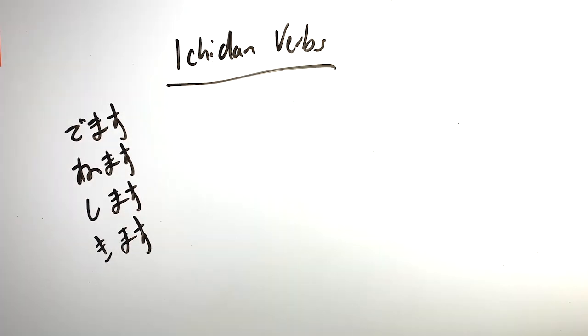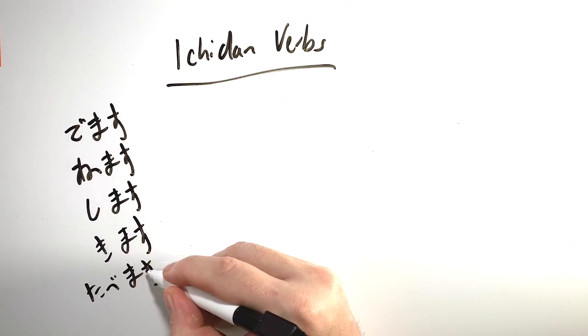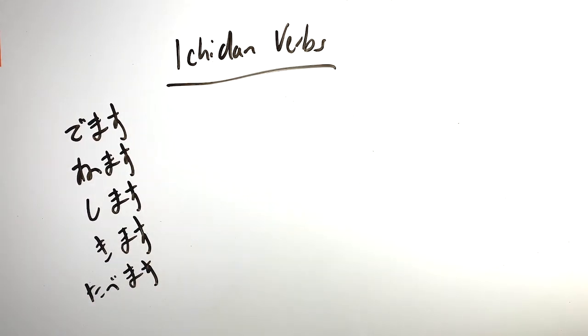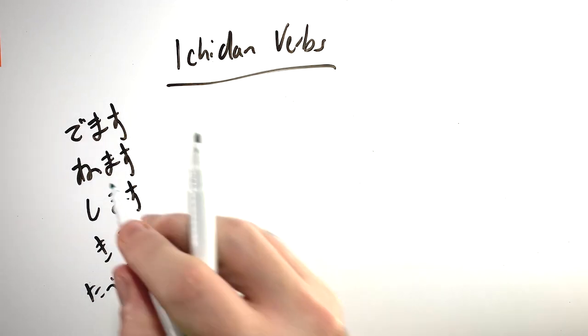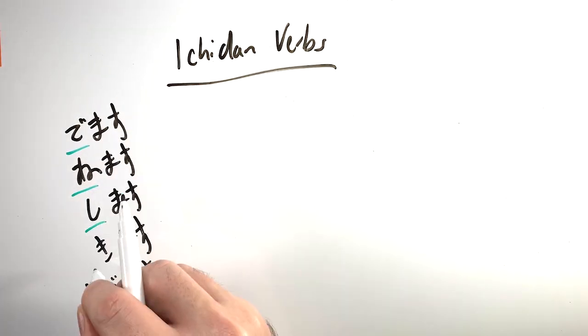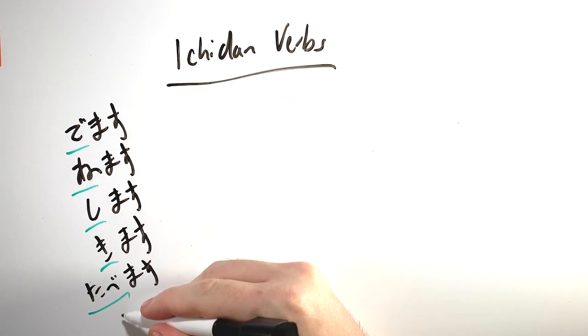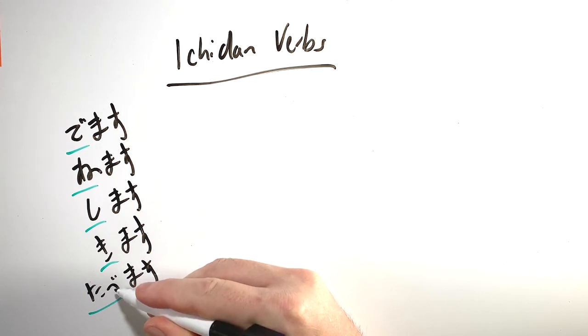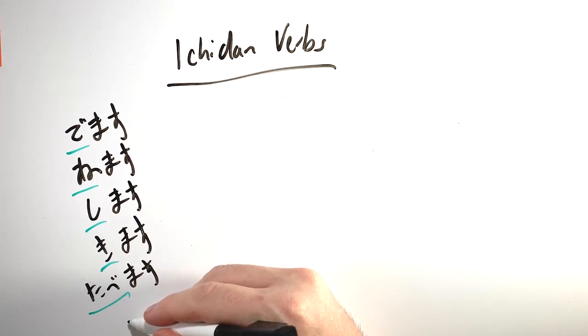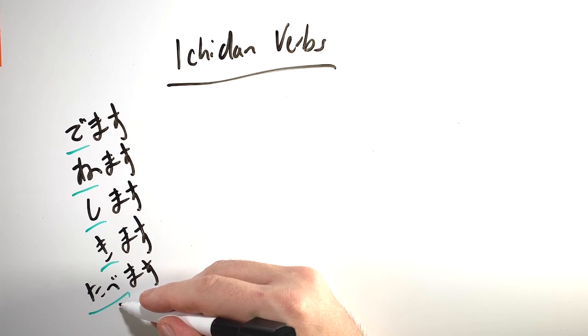Okay, so we have demasu, nemasu, shimasu, kimasu, and tabemasu. These are all examples of ichidan verbs. How can you tell it's an ichidan verb? Well, if you have a look at the verb stem, which is the part you get after dropping the masu, you have either one character or a character that ends in something from the e line. So in this case, tabemasu is he with tenten, which means it ends with something from the e line.